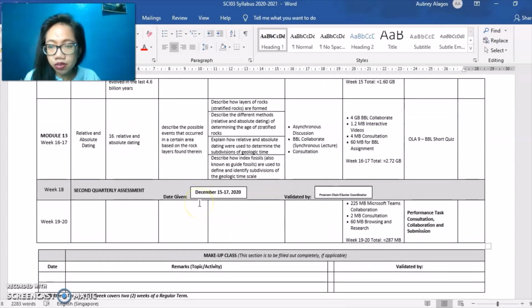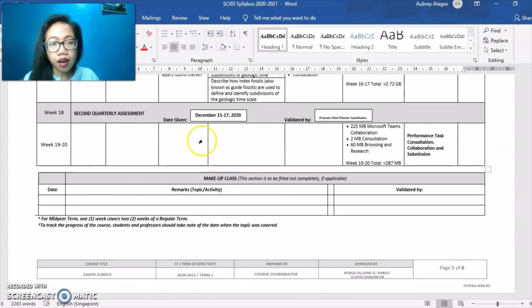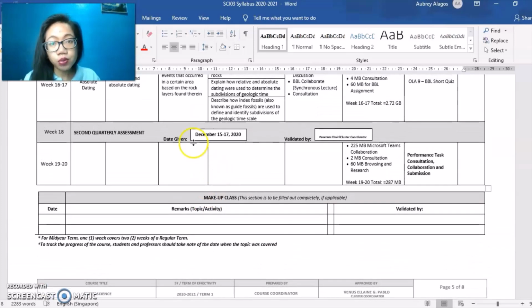So we'll learn about that stuff at week 16 to 17. And by week 18, that will be our second quarterly exam, thus closing your second quarter. Then we'll focus on your performance task on week 19 and 20. Okay, so that should be the coverage of our syllabus.